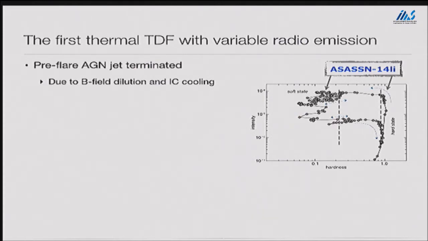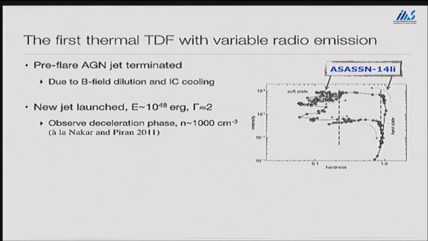Okay, so we have seen the first thermal tidal disruption with variable radio emission, and the first important conclusion is that we can say that the AGN jet that existed before this flare has been terminated, and this can happen quite fast just because these electrons are no longer accelerated, they're streaming out of this jet, and at the same time they're also being cooled.